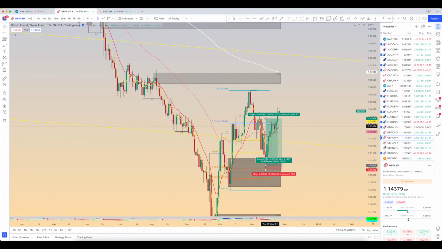Right when it hit that area, like I said, let's not be greedy. This was a great win anyway. Almost a 10 to 1. Now it's sitting at a 13 to 1. Fantastic. All right, let it keep going up.